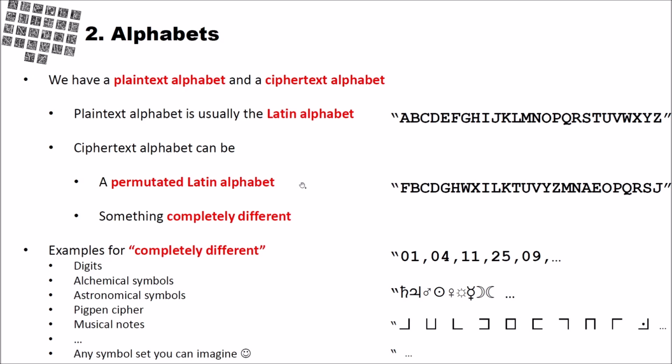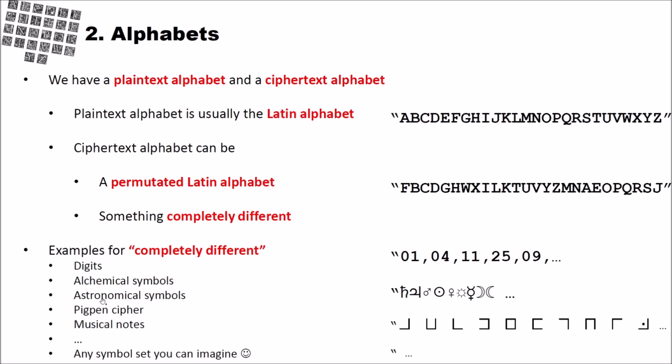Or it can be something completely different. And examples for something completely different are here. For instance, we have digits like 01, 04, 11, 25, 09, and so on. So we would encrypt A by 01, B by 04, C by 11, and so on. We could also have alchemical or astronomical symbols like these here. Then A is encrypted by this symbol, B by this, C by this, and so on.